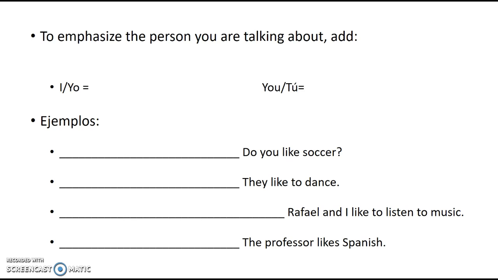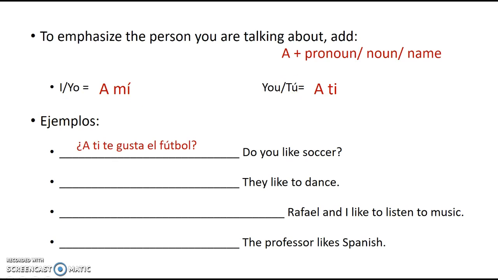If we want to emphasize the person that we are talking about, we need to add a y el pronombre o sustantivo. Por ejemplo, if I want to say I like something, I would say a mí in front of me gusta. If I want to say you like something and add emphasis, I would add a ti te gusta. Por ejemplo, do you like soccer? So now it's the tú form. ¿A ti te gusta el fútbol?